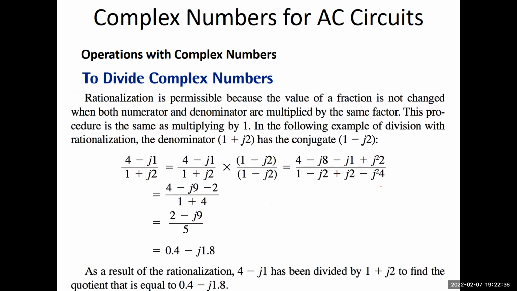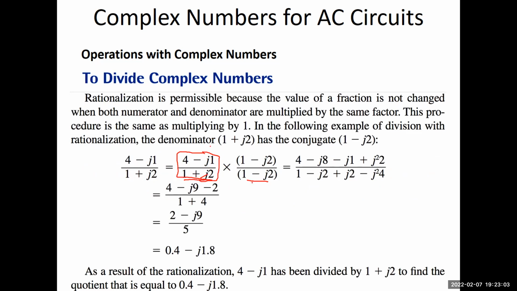So this is how we do it. For example, we have (4 minus J1) divided by (1 plus J2). We take the conjugate of 1 plus J2, which is equal to 1 minus J2. So we multiply the original equation by the conjugate of the denominator, which is 1 minus J2.